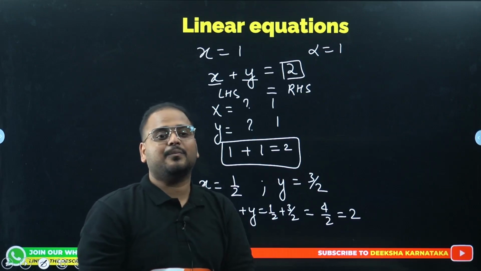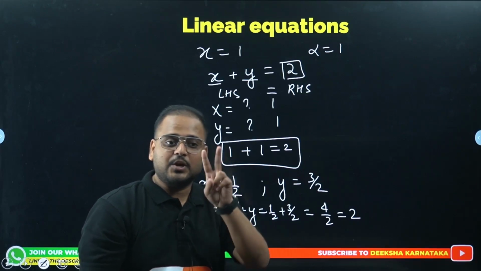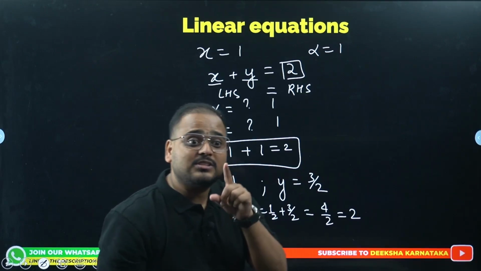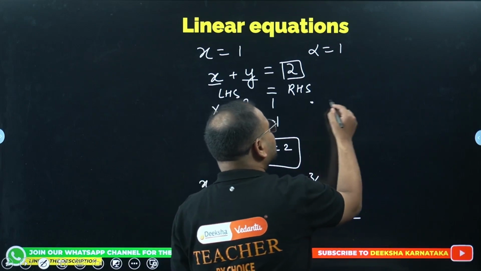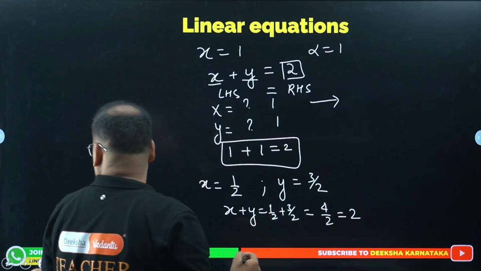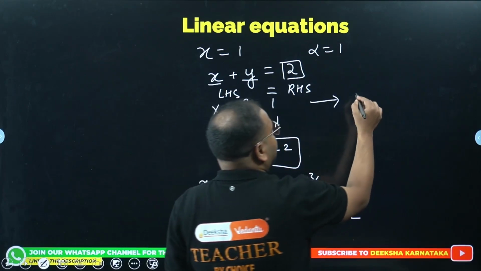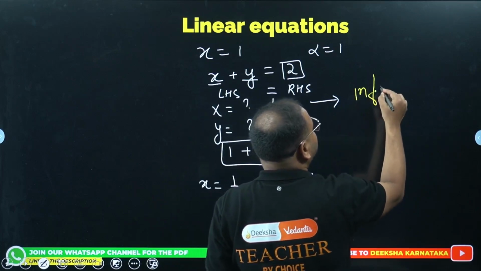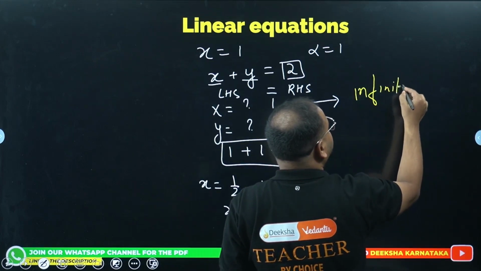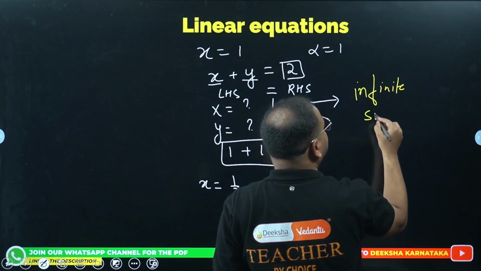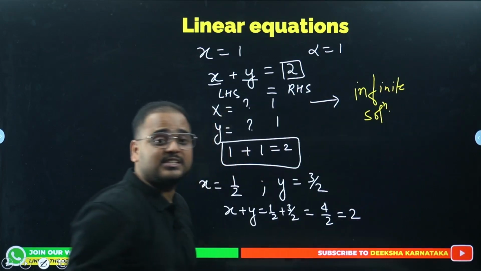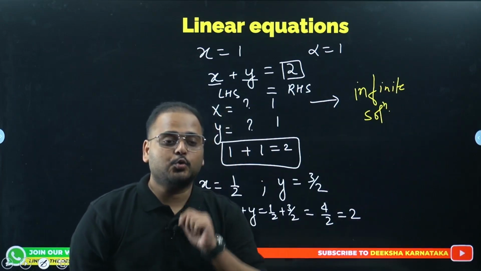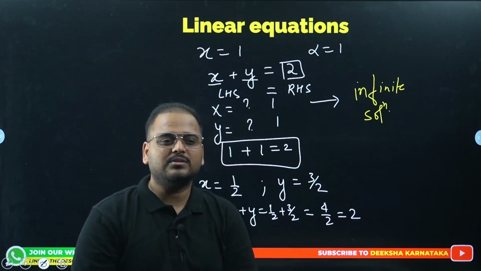You are getting this answer because for a linear equation in two variables, how many solutions exist? Infinite solutions exist. Infinite solutions exist for linear equations in two variables. Sir, how is it true?